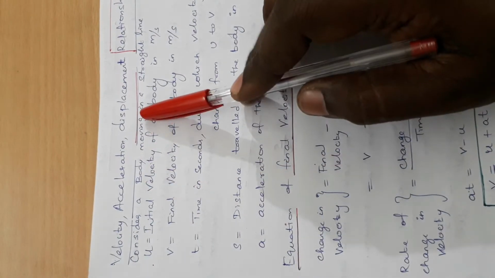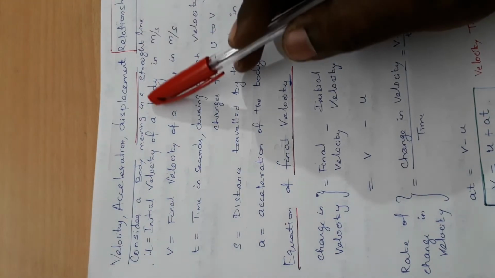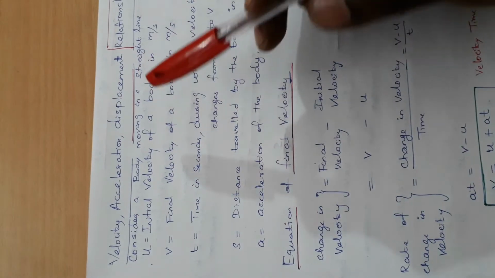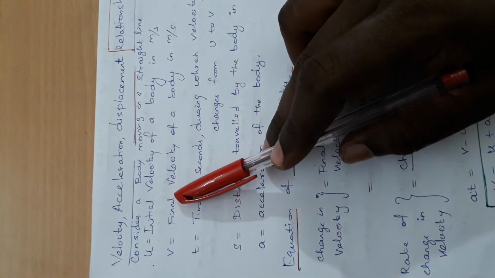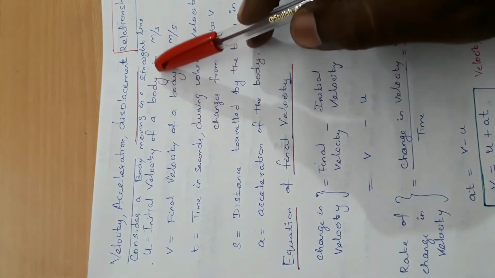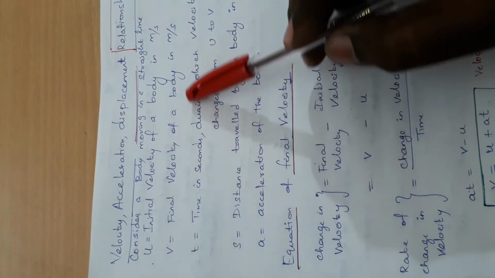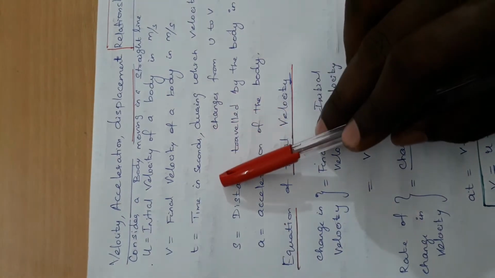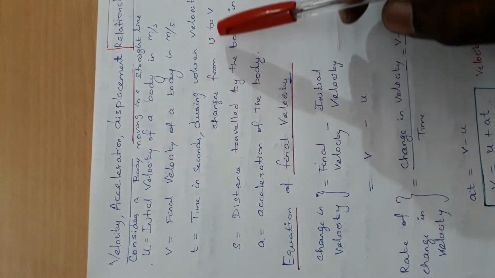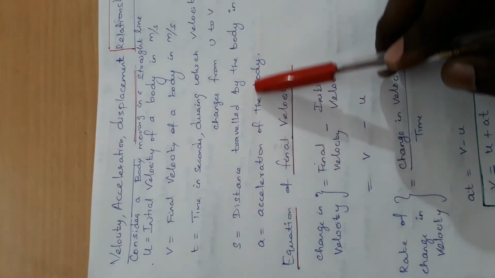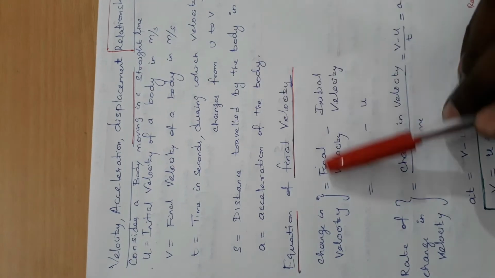Velocity, acceleration, displacement relationship. Before going to the problems, we have to know some of the relationship formulas to solve the problems. Consider a body moving in a straight line, where u is the initial velocity and v is the final velocity of the body in meters per second. t is the time taken in seconds, during which velocity changes from u to v. s is the distance traveled by the body in time t, and a is the acceleration of the body.